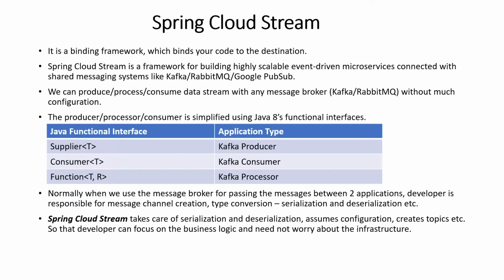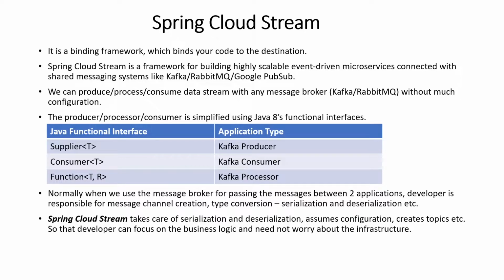So let's begin. Let's first understand the basic definition of Spring Cloud Stream. Spring Cloud Stream is a binding framework which binds your code to the destination. What it means is you just need to write your business code, your functional code, and provide the destination as the dependency. And Spring Cloud Stream will take care of the rest. It will bind your functional code to the destination that you have provided. It is that simple. Let's move.